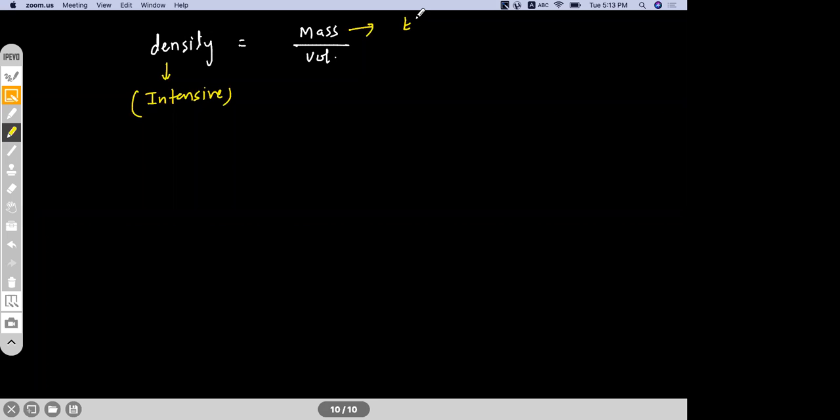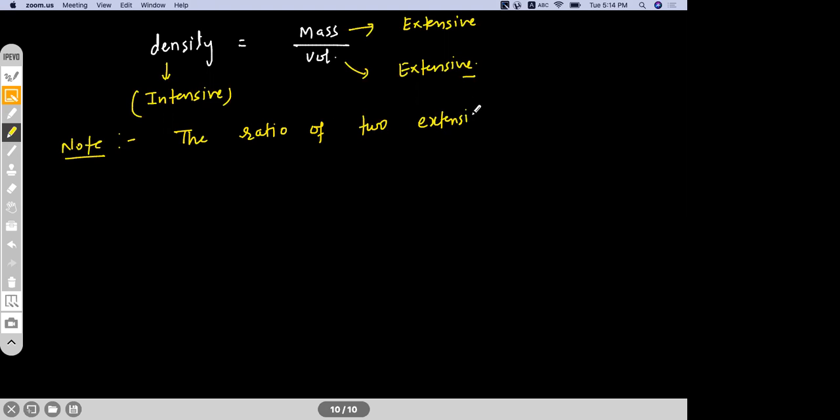Mass is an extensive property. Volume is also an extensive property. So from this definition, you can easily say that if you take the ratio of two extensive properties, it becomes intensive in nature. So note down this point: the ratio of two extensive properties becomes intensive.